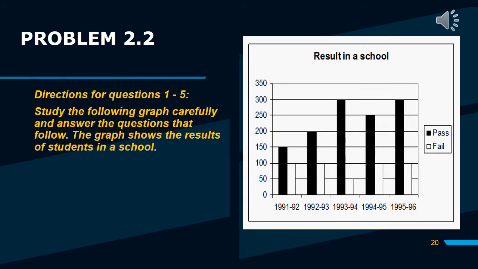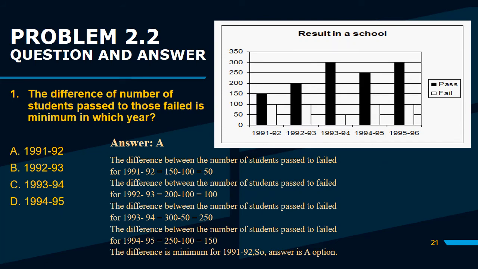Second problem. Directions for questions 1 to 5. Study the following graph carefully and answer the questions that follow. The graph shows the results of students in a school. For the first question in problem number 2, the difference of the number of students passed to those failed is minimum in which year?